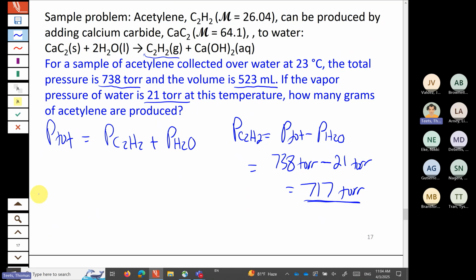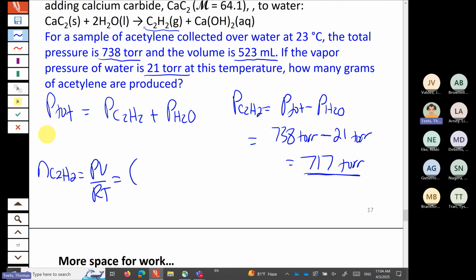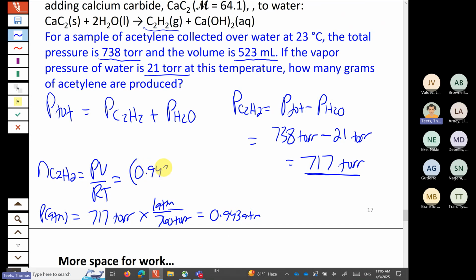And then from there, we can use PV equals nRT to find the number of moles. So the number of moles of C2H2 is just going to be PV over RT, rearranging the ideal gas equation. We need to do some conversions here, because pressure has to be in atmospheres. We have 717 torr just for that gas we're interested in, so we divide by 760 to get it into atm. So 0.943 atmospheres of the gas. We can use that as our first thing.